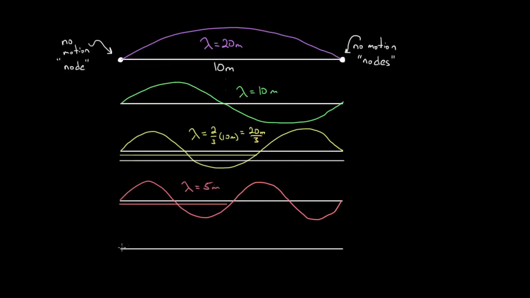I can draw the 5th harmonic down here, and it would look like this. And you can ask yourself, how big is this wavelength? Well, let's see, 1, 2, 3, 4, 5. I got 5 of these humps in here. So this wavelength is going to be 2/5 of this entire length. So I'm just going to write lambda is 2 times 10, which would be 20 meters. So 2/5 of 10 would be 20 meters over 5, which we could simplify as 4 meters.